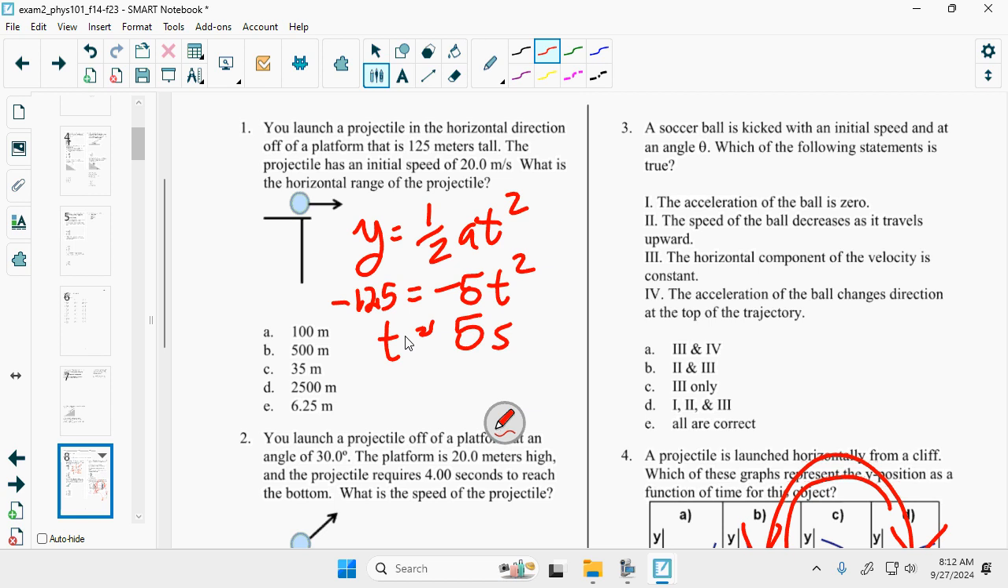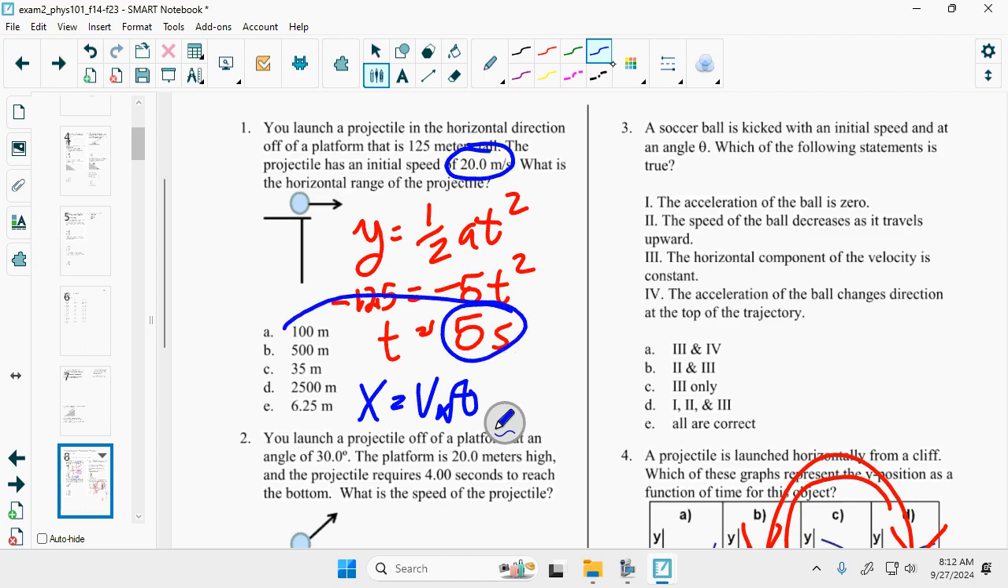The next thing you should do, now that you know the time, is you just calculate x. To calculate x, I say x is equal to vx times t. Vx is given, that's the 20 meters per second. So 20 times 5 is equal to 100 meters.